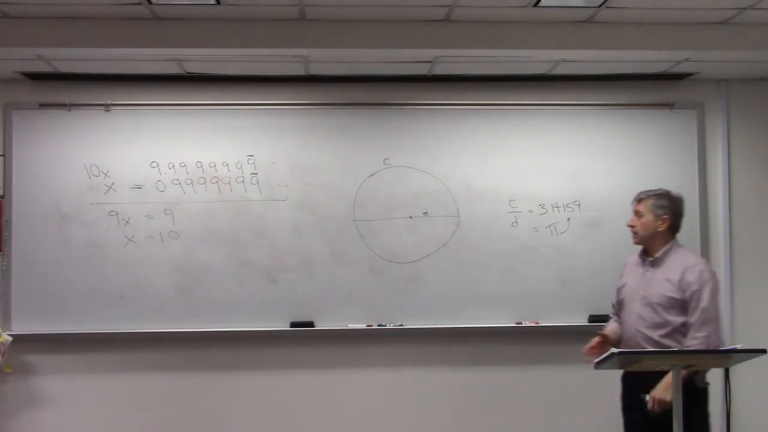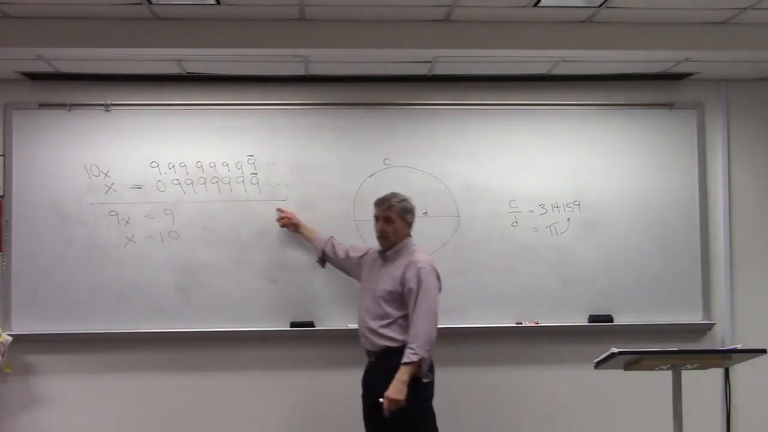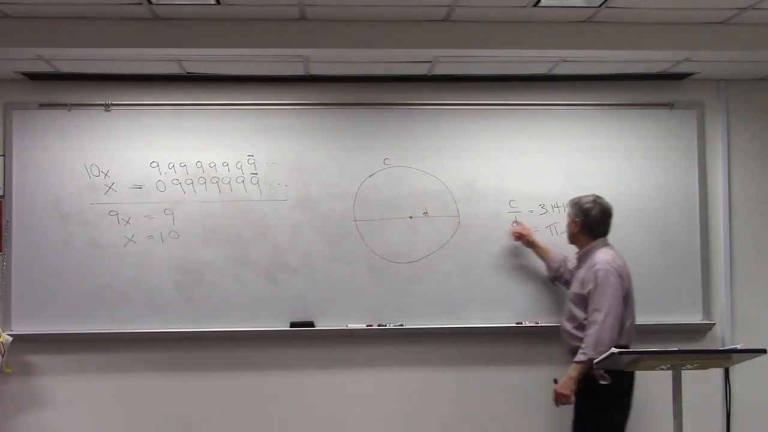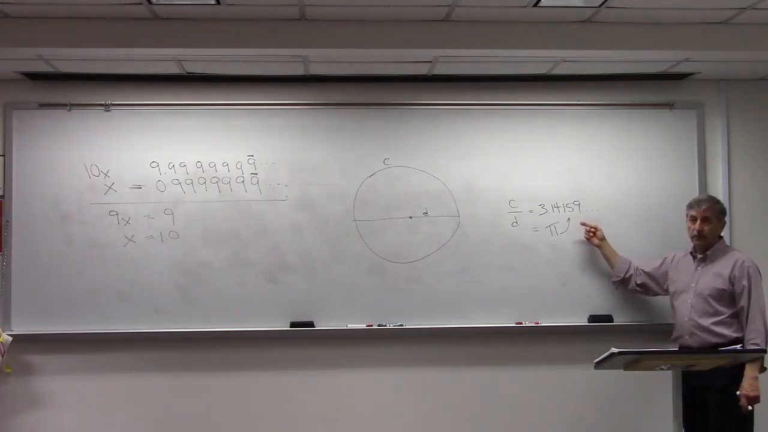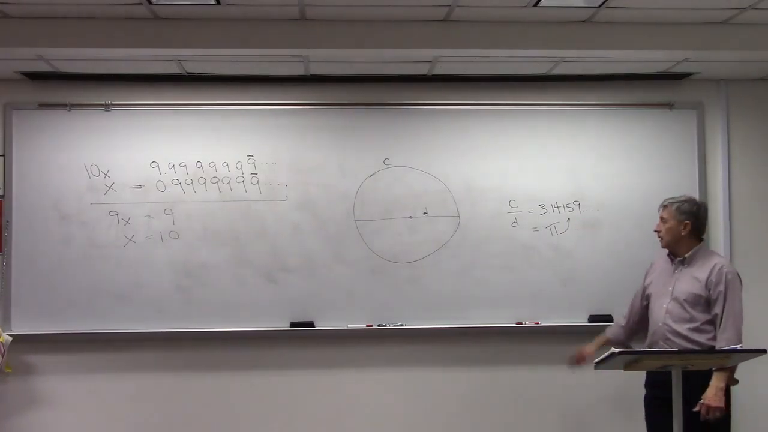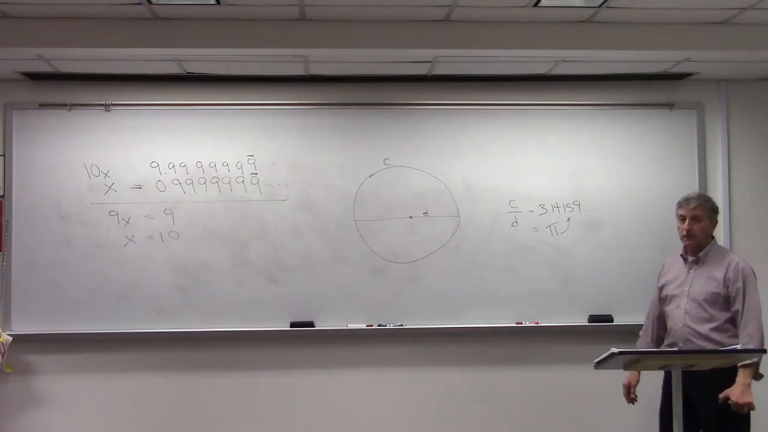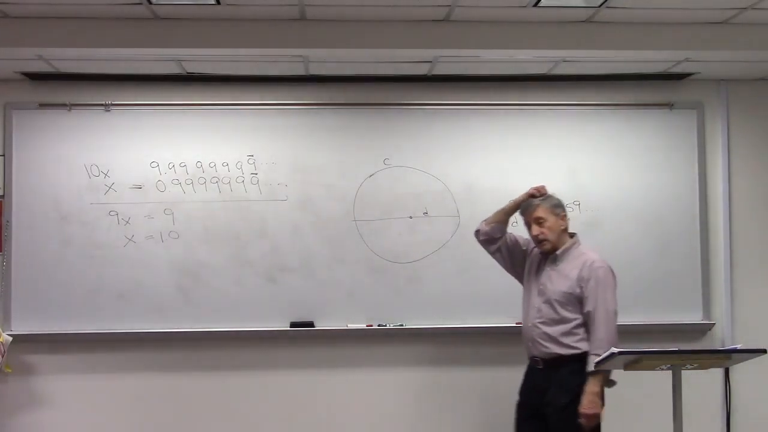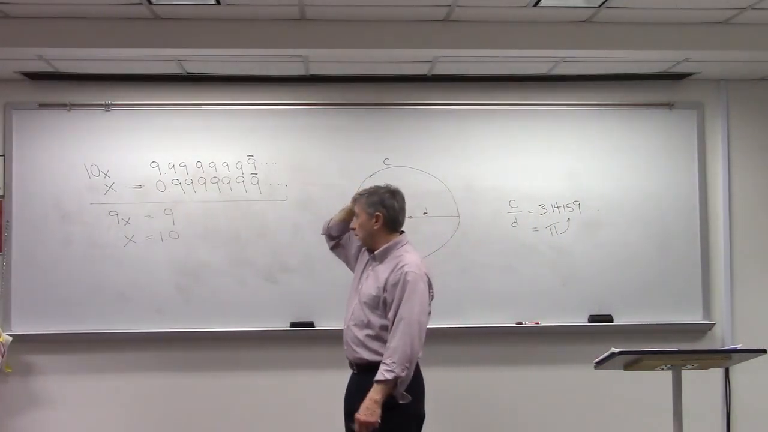So what I just showed you here, you cannot do that for this number. You cannot do it. It doesn't work. This number, 3.14159, that ratio is irrational. And that's what I mean by an irrational number.